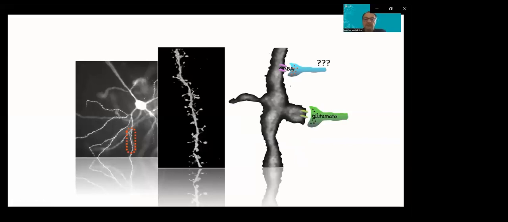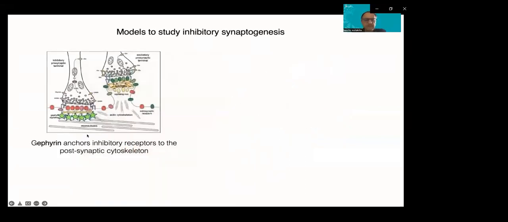But an interesting question, and in the past few years we were quite interested in it, is what's happening with inhibitory synaptogenesis. And to do this, we took advantage of gephyrin. Gephyrin is a protein that anchors, like PSD95 in excitatory synapses, the inhibitory receptors to the postsynaptic cytoskeleton.